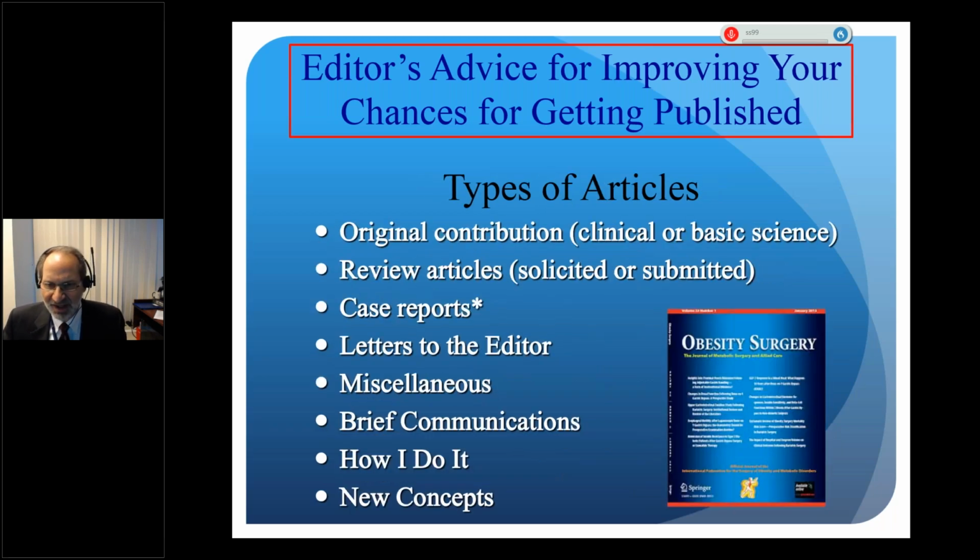Now, every journal has a number of different article types that they accept, and this is just from our journal, Obesity Surgery. Original contributions are most of our science papers, whether it's clinical or basic science. I'll talk more about all of these in a moment. Review articles. If you're looking to get the best shot at a publication, write a review article, because they're highly cited and therefore they're important for journals.